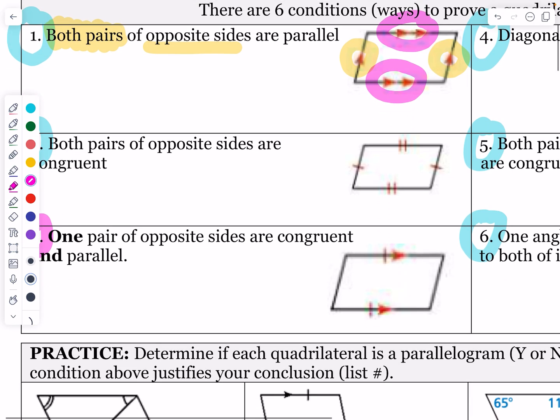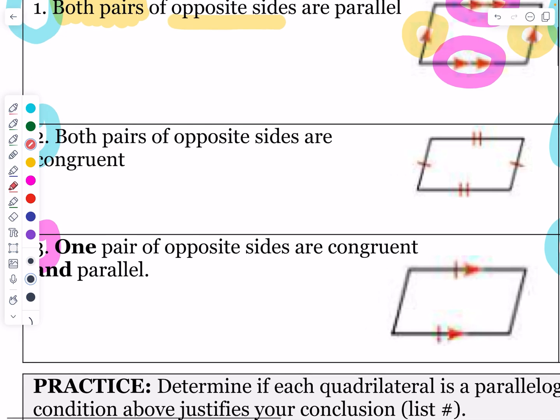Okay? Another one of those things that has to have both is both pairs, again, of the opposite sides are congruent. So again, it has to be those two things, not just one set, but 2 sets being congruent, then you immediately know it's a parallelogram without even knowing any parallel markings. If you see a quadrilateral and the opposite sides are marked as congruent, it is immediately a parallelogram.